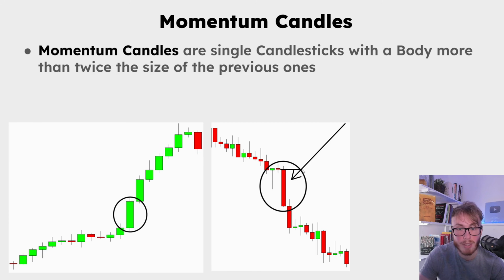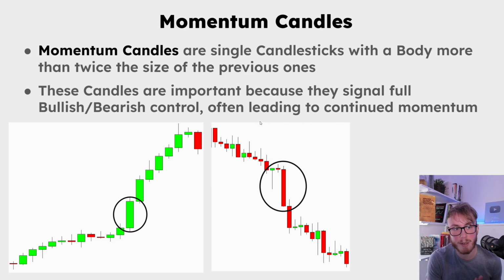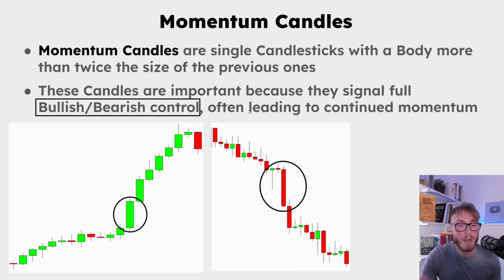momentum candle. The reason it's a momentum candle is because this massive real body, you can see this length right here, is clearly more than twice the size of the previous candles. And we say that the candle is bearish because it's pushing the price to the downside. And this is very important: these candles are important because they signal full bullish or bearish control, and also momentum candles often lead to continued momentum.